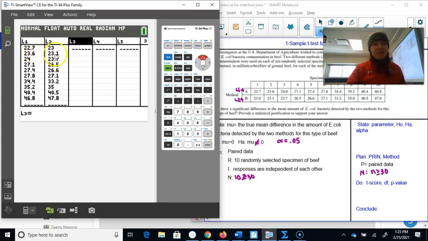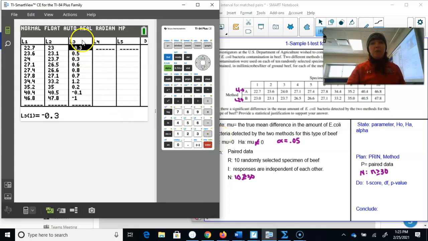But here it looks like it could go either way. I just talked a lot at you, but what we're looking at is the differences here. So I'm going to put this in L3, the differences. We could go ahead and calculate this by hand, but why would we do that when our calculator, second 1 minus second 2, can go ahead and do that for us, okay?